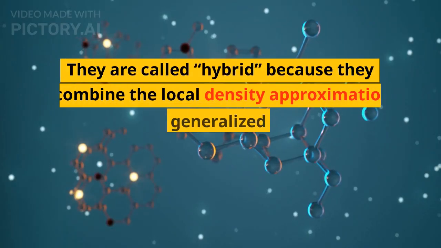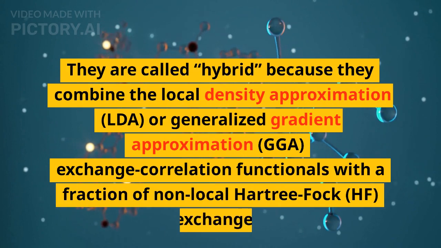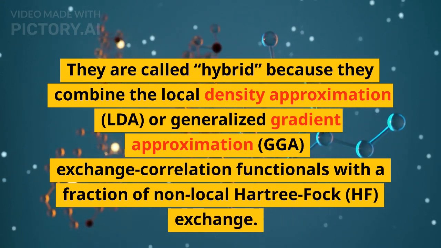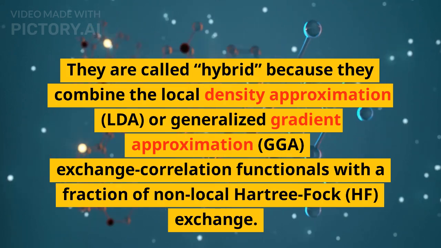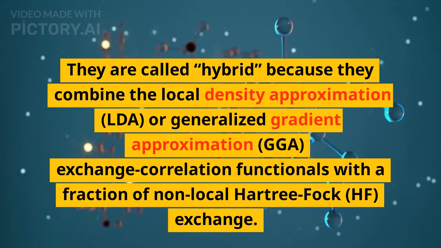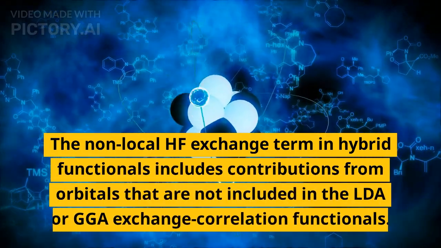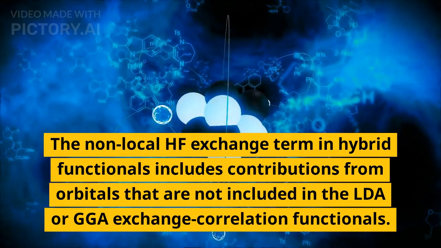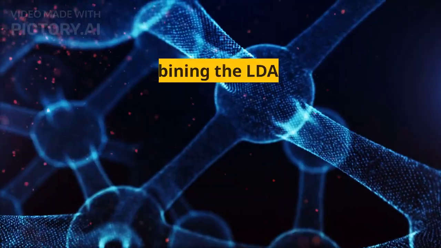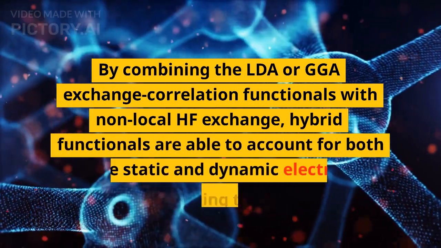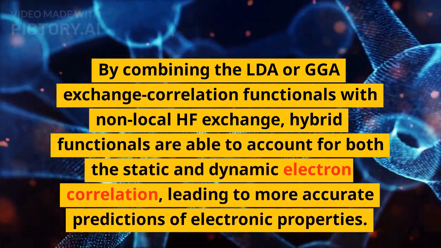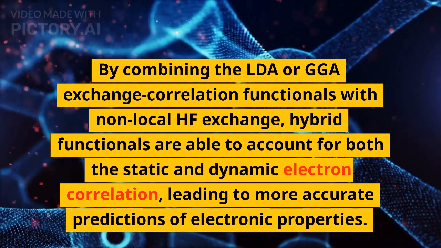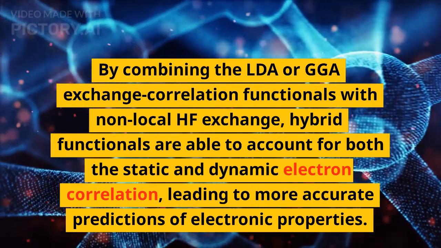Hybrid functionals are called hybrid because they combine the local density approximation, LDA, or generalized gradient approximation, GGA, exchange correlation functionals with a fraction of non-local Hartree-Fock, HF, exchange. The non-local HF exchange term in hybrid functionals includes contributions from orbitals that are not included in the LDA or GGA exchange correlation functionals. By combining the LDA or GGA exchange correlation functionals with non-local HF exchange, hybrid functionals are able to account for both the static and dynamic electron correlation, leading to more accurate predictions of electronic properties.